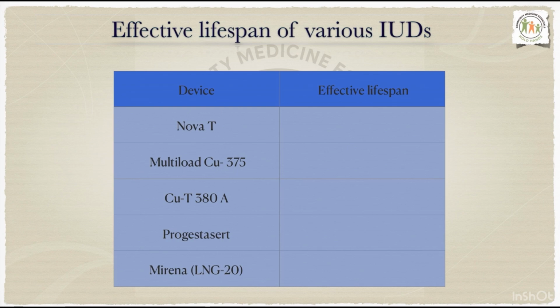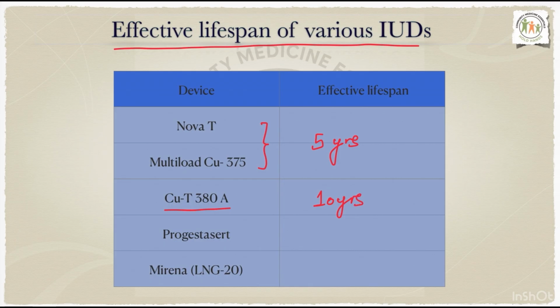Now we will discuss the effective lifespan of various IUDs. Nova T and multi-load copper 375 both have an effective lifespan of 5 years. Most commonly used IUD in national program, copper T380A, provides protection for the longest duration, that is 10 years. Progestasert has the shortest duration of only 1 year. Mirena or LNG20 has a long duration of 7 to 10 years.